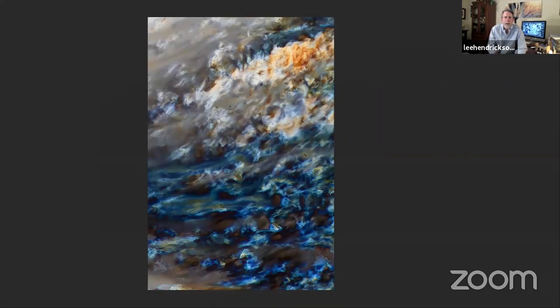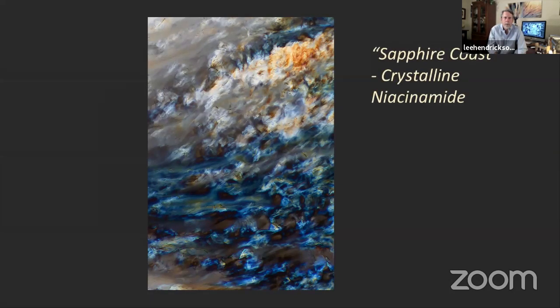Here's another one that looks like a painting. It's actually vitamin B3. It's called Sapphire Coast, crystalline niacinamide.